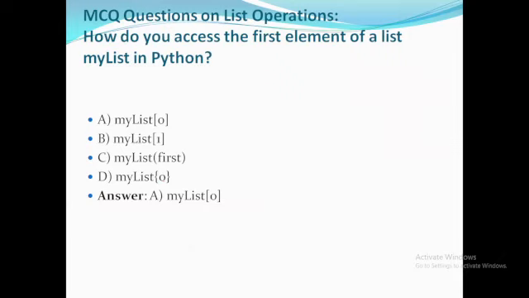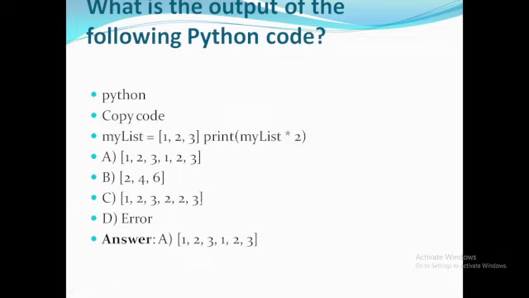You need to see how the variable or function is declared, whether with big brackets, small brackets, or a colon. It will be declared like my list. What is the output of the following Python code? You can see the code my list 1, 2, 3. So you should understand that the big bracket we have to use. Print my list into 2.